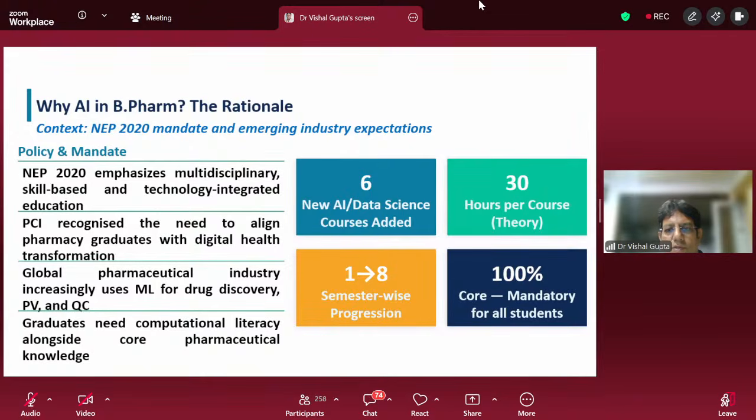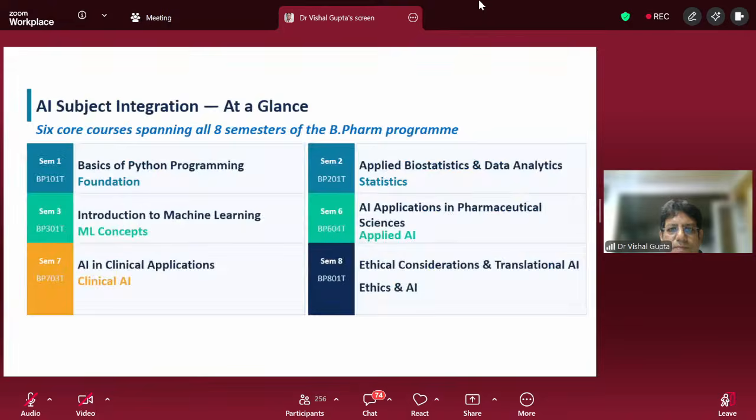In an overview, 6 new AI and data science courses have been added. 30 hours per course of theory has been allocated. There is a semester-wise progression from semester 1 to 8. And the beauty is the courses are all 100% core, which is mandatory. There is no choice of any electives, especially for the AI-oriented subjects. This shows that the Pharmacy Council of India is very serious about bringing about digitally literate, AI-enabled pharmacists.